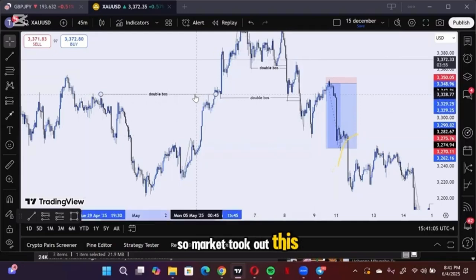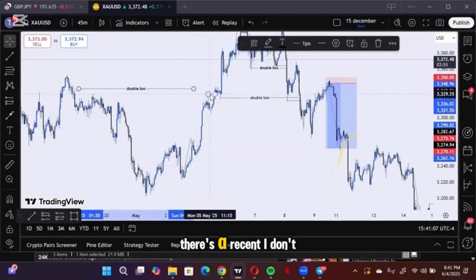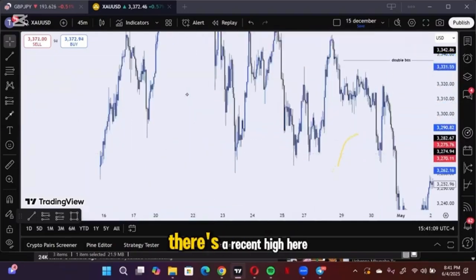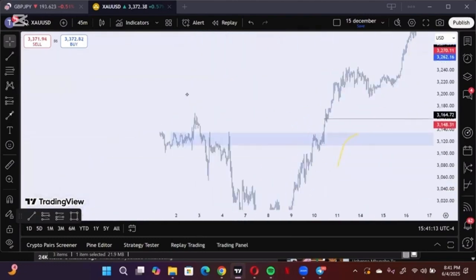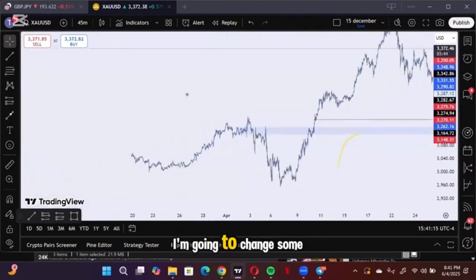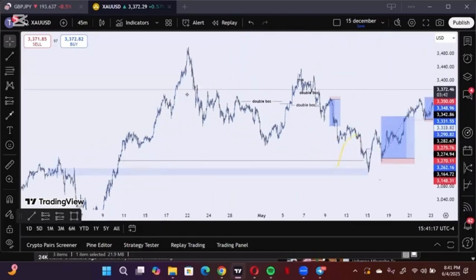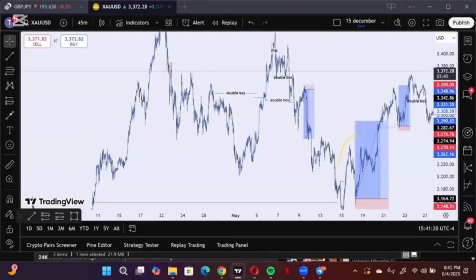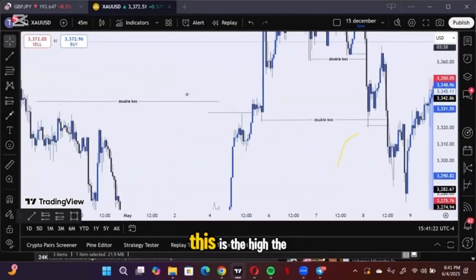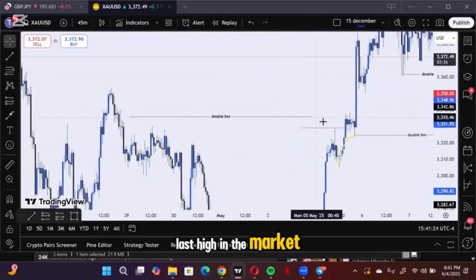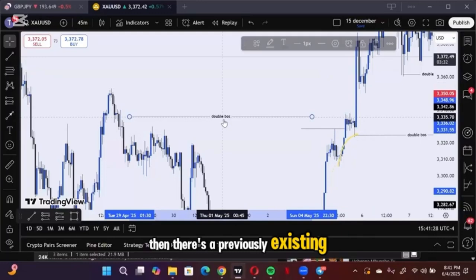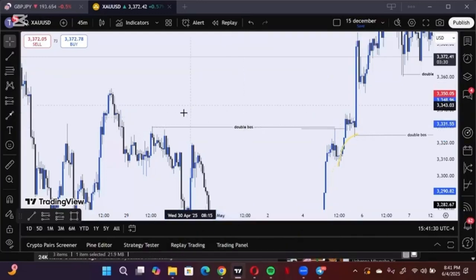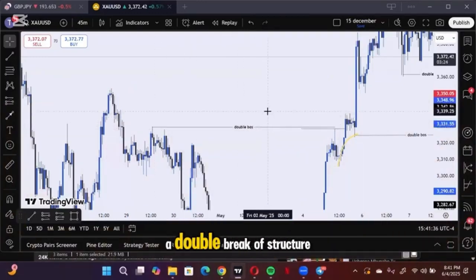So the market took out this recent high here. I don't know if you guys can see it properly. There's a recent high here. This is the last high in the market, the higher high here. Then there's a previously existing resistance level here. This is what you call a double breakout structure.